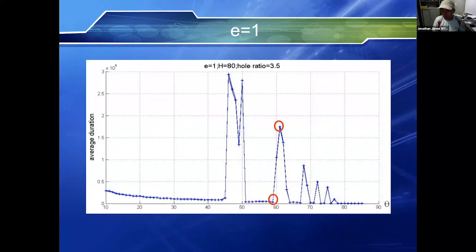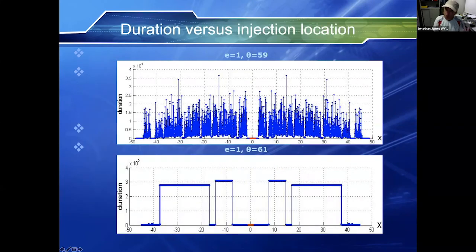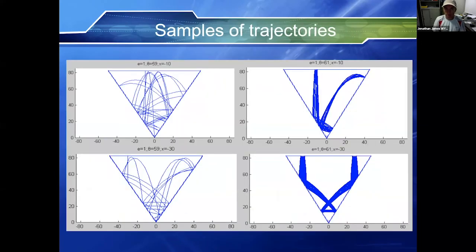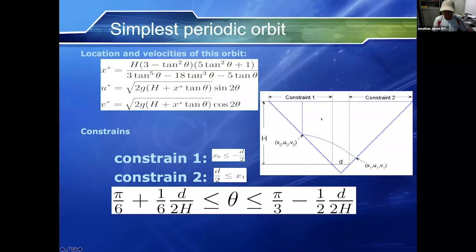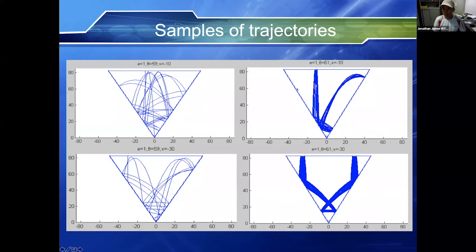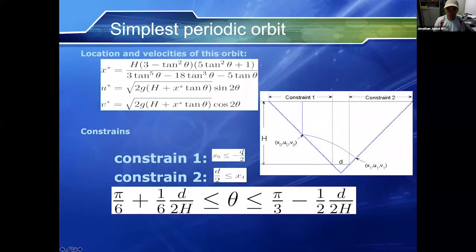And we can do the same thing between 59 and 61 degrees. Same thing. At 59 degrees, you can see you get this random bouncing around, and it eventually hits the exit quickly. At 61, we get a coherent pattern: bounce down here, comes over, and then goes back. And at different angles, we get a different kind of behavior, but we get this coherent pattern.